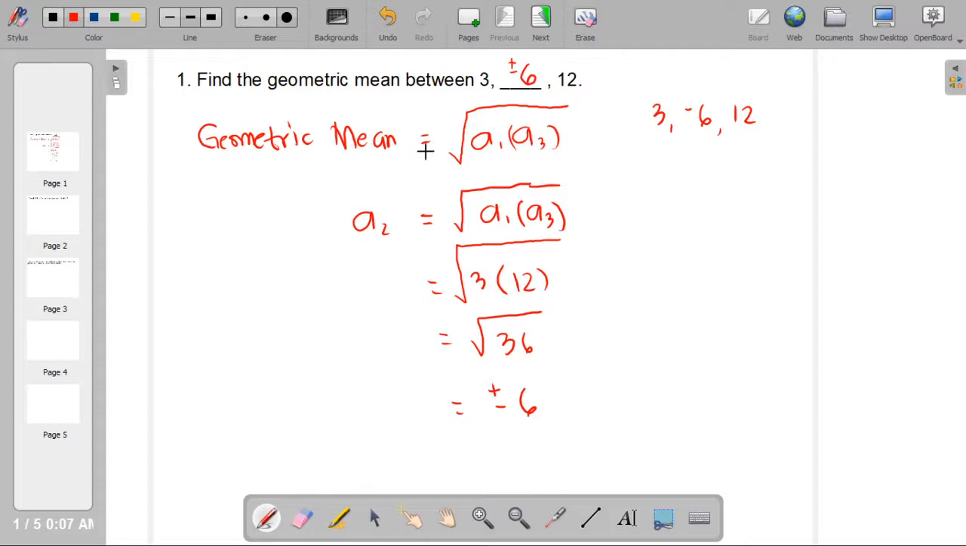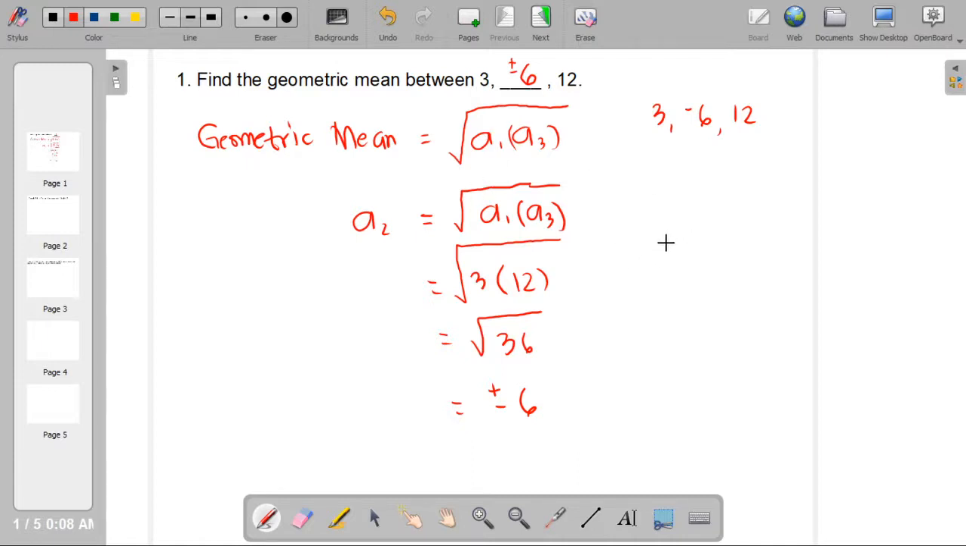Again, if you want to find just one geometric mean, if you want to insert just one term between two non-consecutive terms of a geometric sequence, then all you have to do is to multiply those given terms, a sub 1 and a sub 3, and then extract the square root of their product. Okay? Ing ana ra gyud siya kasayo, no? Multiply, then extract the square root.